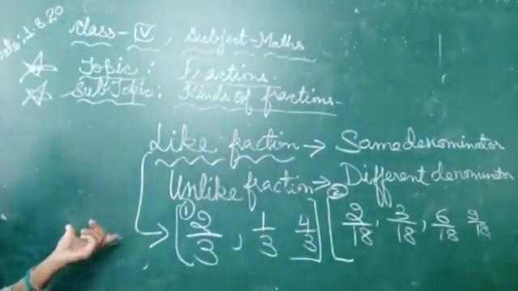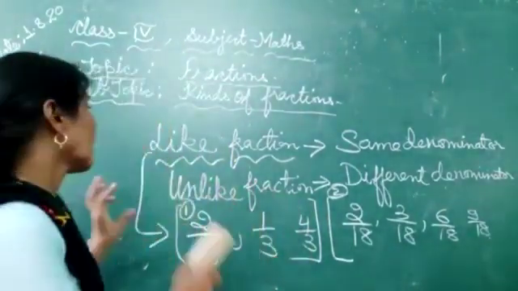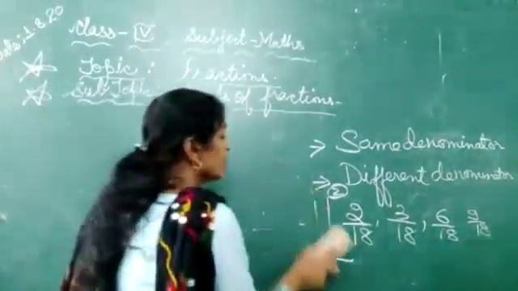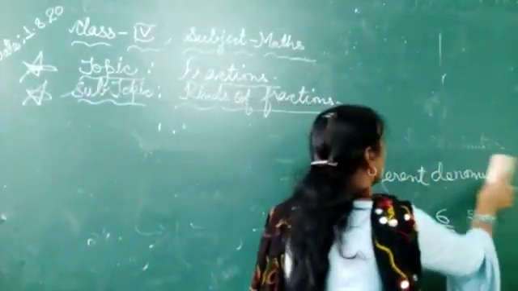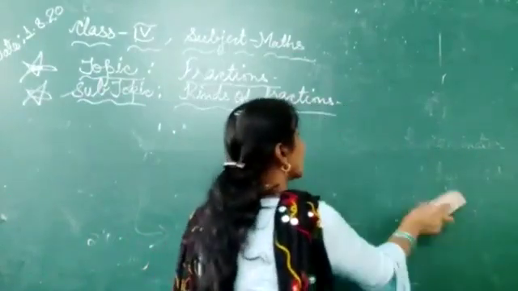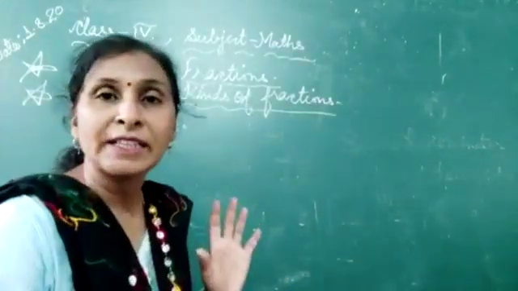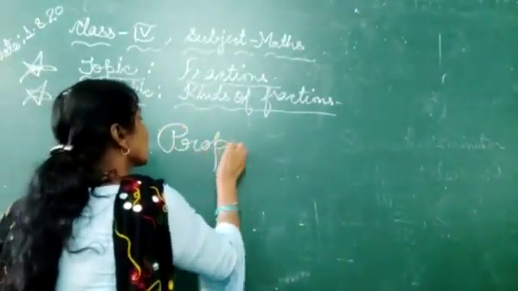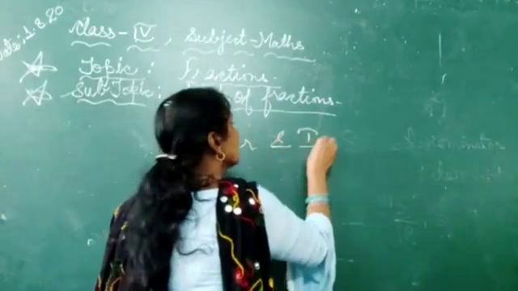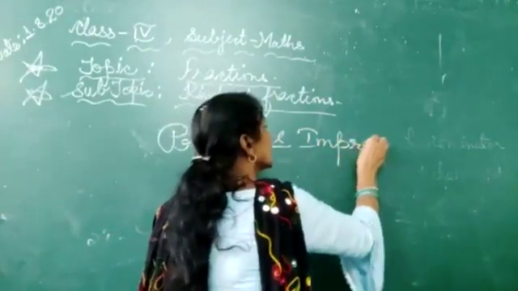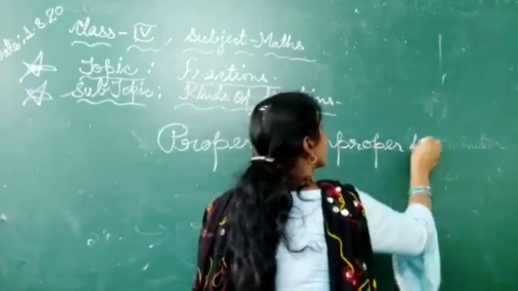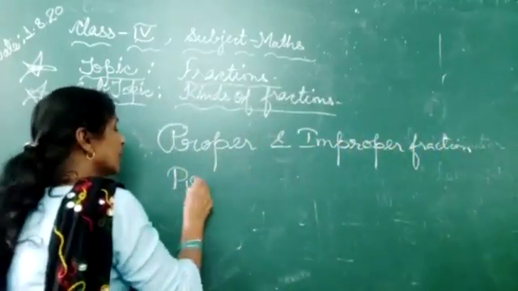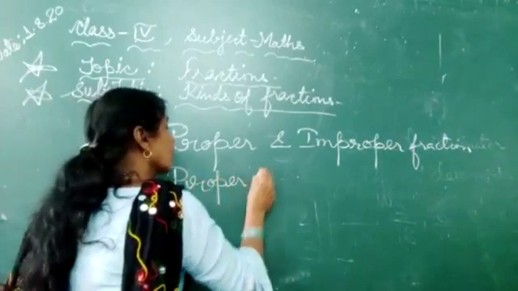Now children, the next two, that is the proper and improper fraction. After like and unlike fraction, I explain you proper and improper fraction. Now first I explain the proper fraction.